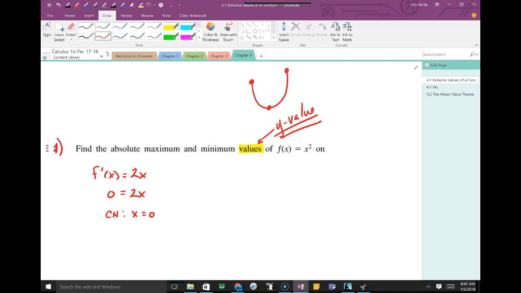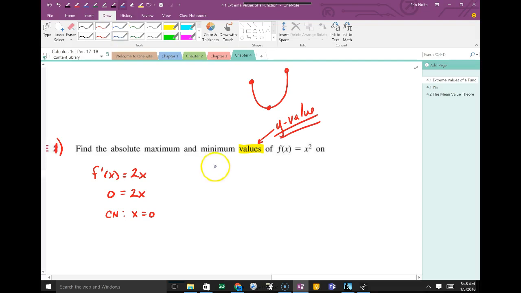Into which function? The original. Into the original. Very good. So all I'm going to do is take my critical numbers, which by the way are also going to include my two endpoints, plug them into my original, and see which comes out as a max or a min.